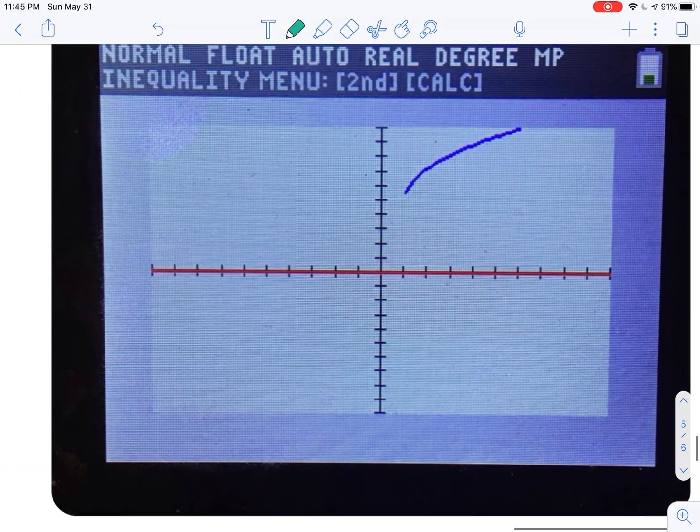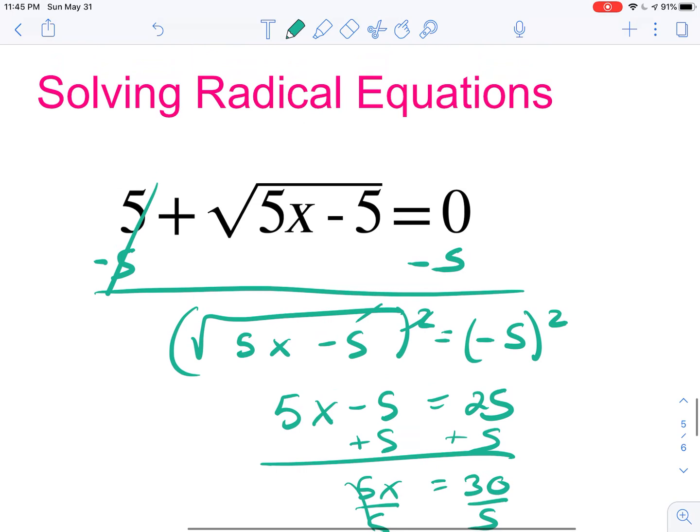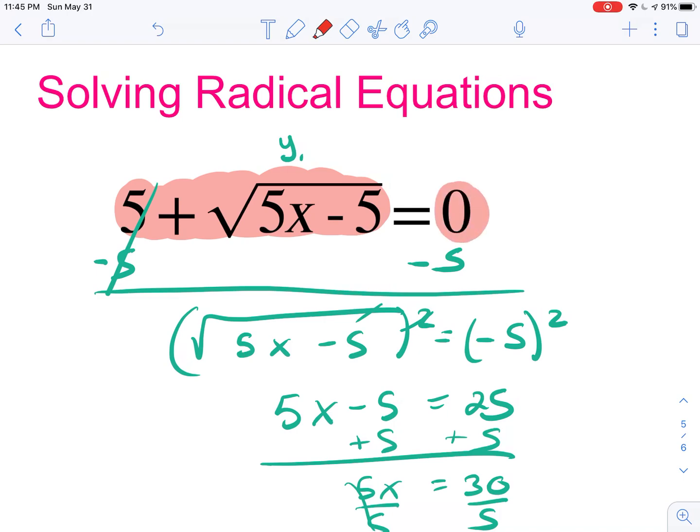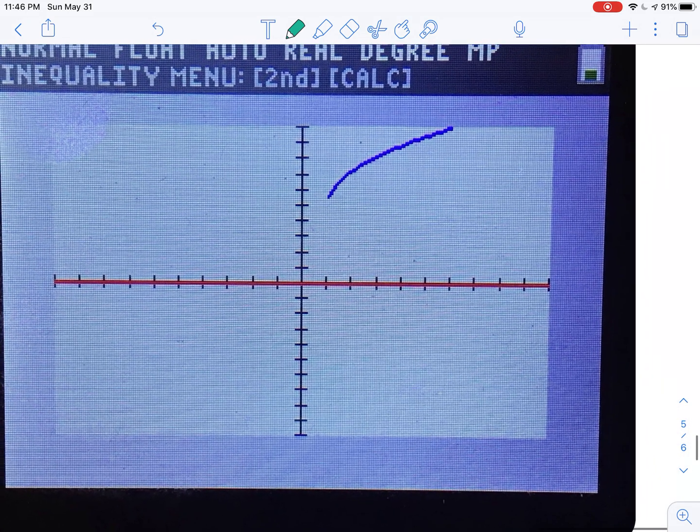So we graph it. And something interesting happens here, right? Well, remember, when I plug this whole thing into y1, I actually just plugged in 0 for y2. And you're allowed to do that. Okay, what does it do? It gives me this horizontal line along the x-axis.